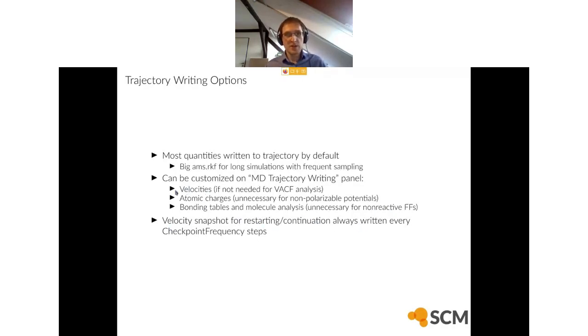However, even if you disable writing velocities using this option, the velocity snapshot that you need for restarting or for continuing another segment of your equilibration protocol will always get written. This is governed by the checkpoint frequency and not by this trajectory writing option.